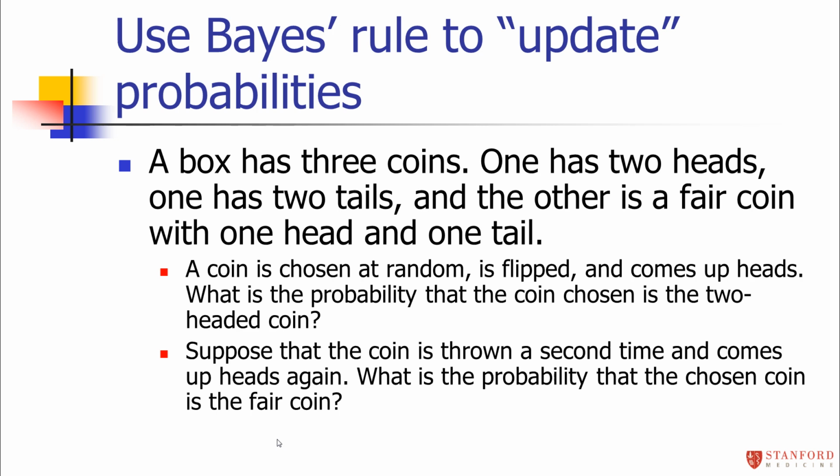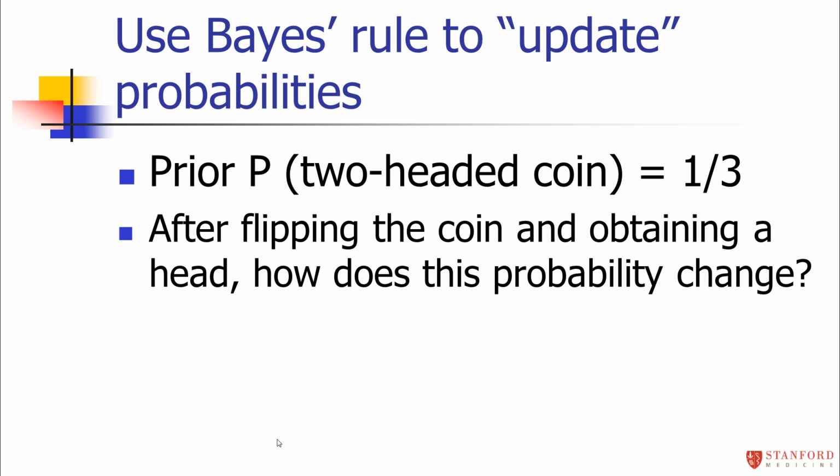So let's go through this formally and answer these questions. Before we flip the coin, when we just reach in and pull one coin out of the box, we know there's 3 coins in there. One is the 2-headed coin. So our probability that we have the 2-headed coin is going to be 1 out of 3, 1/3.